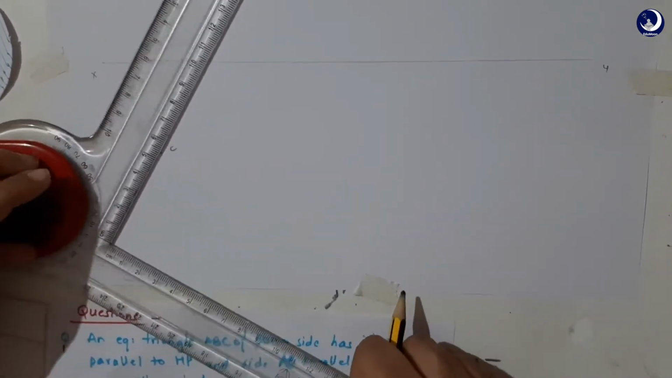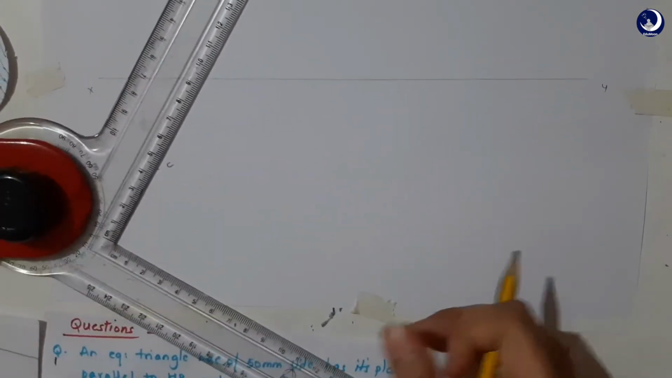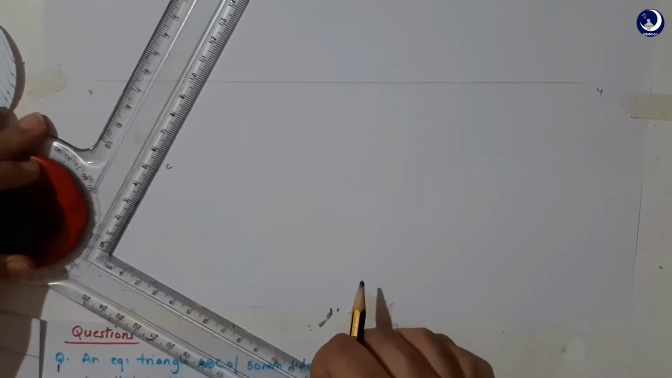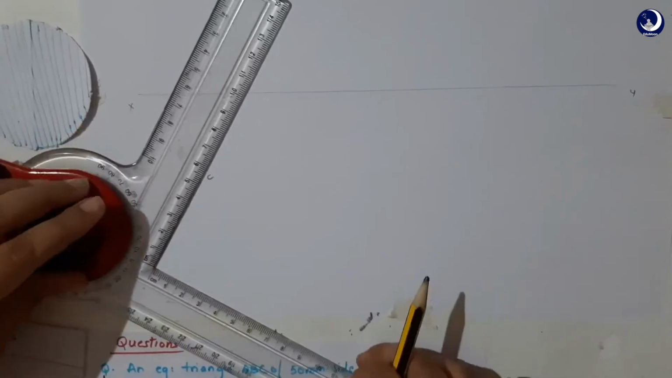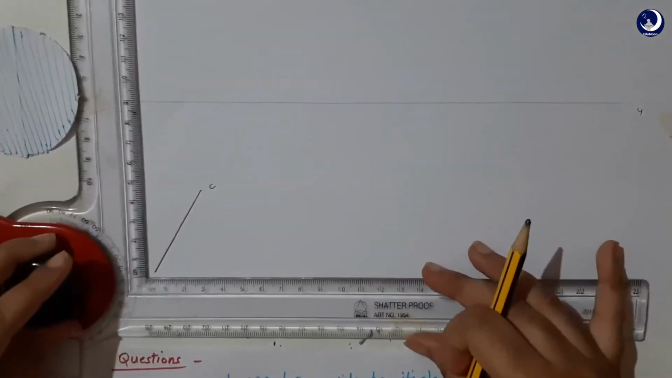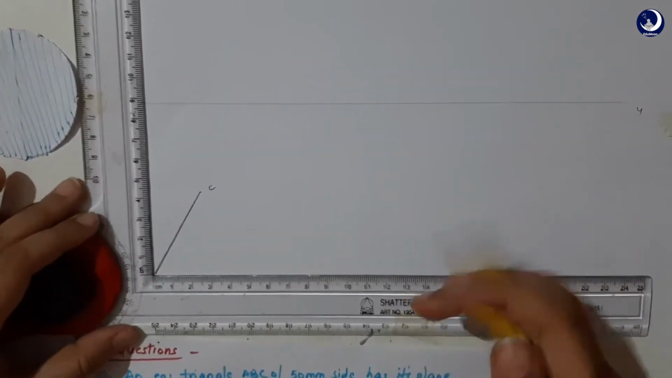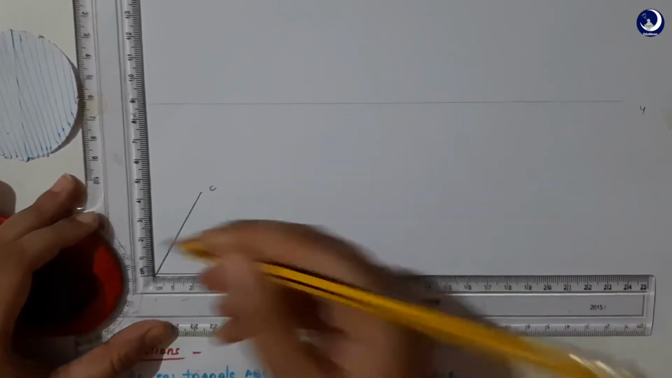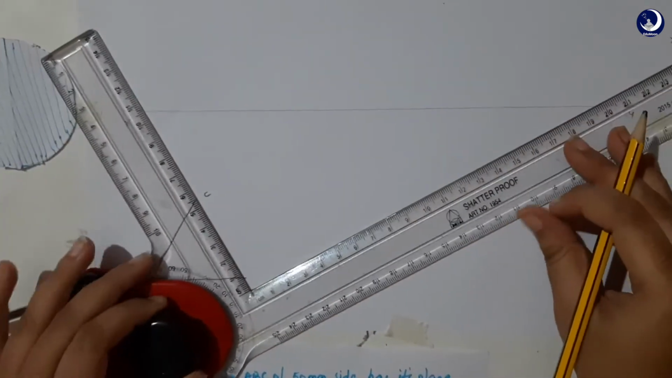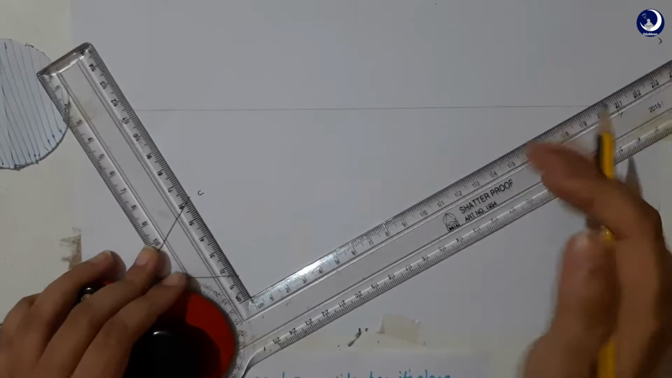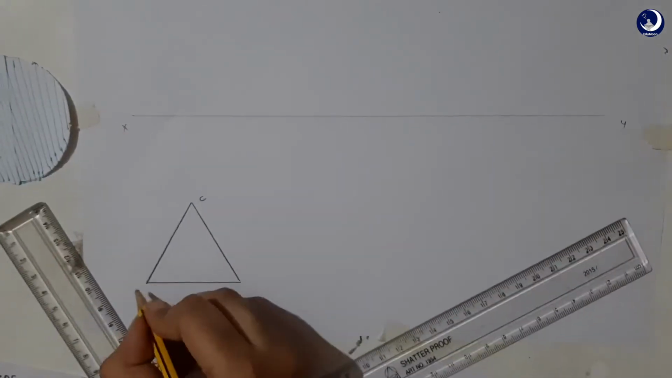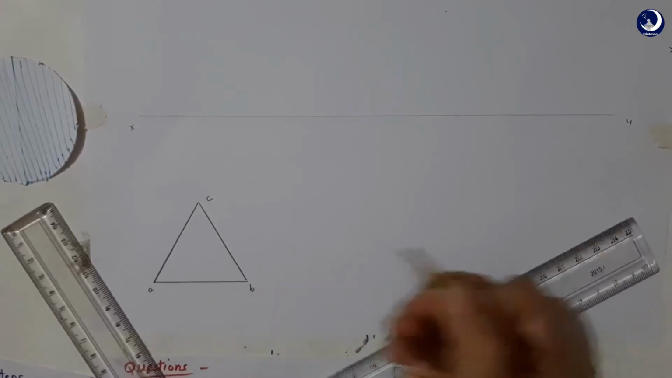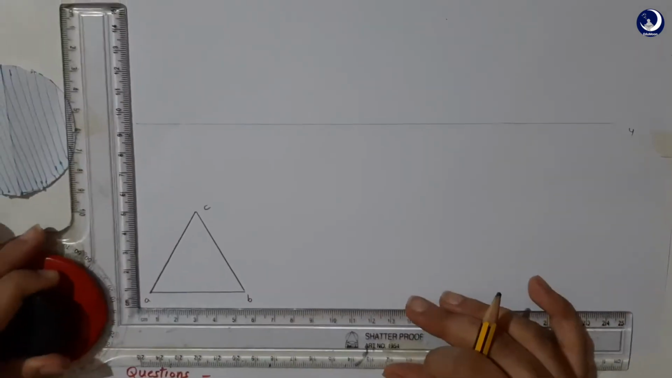So keep your drafter at 30 degrees, and each side is 50 mm. So place 50 mm. So I'm going to make the triangle. Bring it back to 0. And 30 degrees again. So that is our equilateral triangle. This is A and this is B. So now you have to project all these points to the front view.